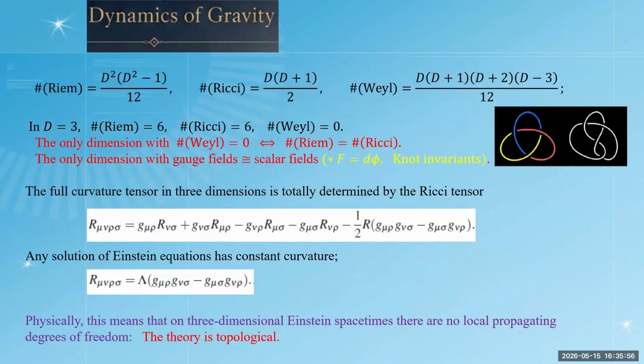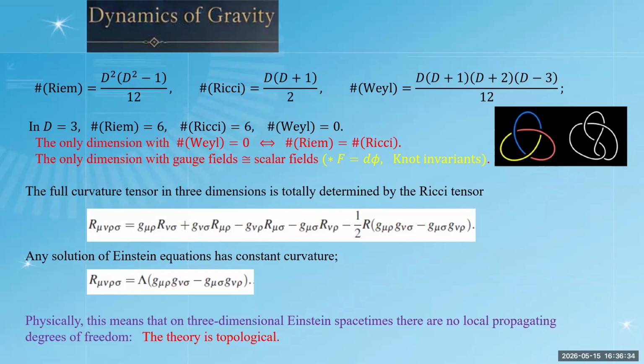And also, 3 dimension is interesting because the number of Riemann tensor components is 6, and it is equal to the number of Ricci tensor components, right? For d equals 3, we have 6 components. So this dimension is special in this sense: it is the only dimension where the number of Weyl tensor components becomes 0. In other words, the number of Riemann tensor components is equal to that of the Ricci tensor. That means there is no true gravitational degrees of freedom in 3 dimensions.